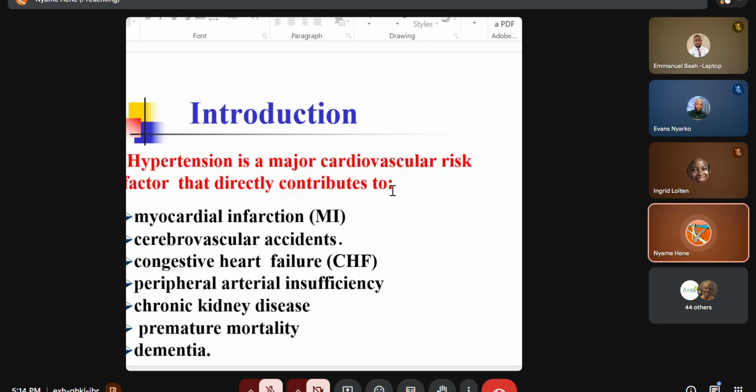You understand? So heart failure, we are going to talk about cardiac output and everything. Peripheral artery insufficiency is about the blood vessels. Chronic kidney disease: hypertension plays a major role. Most of our kidney patients are on BP drugs, known BP patients for a very long time. Premature mortality.